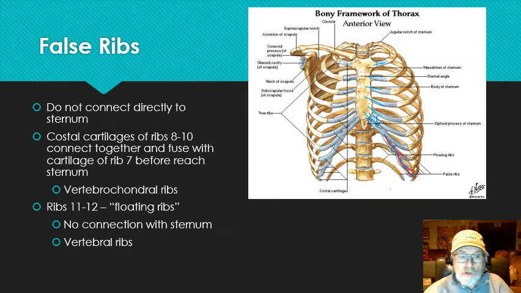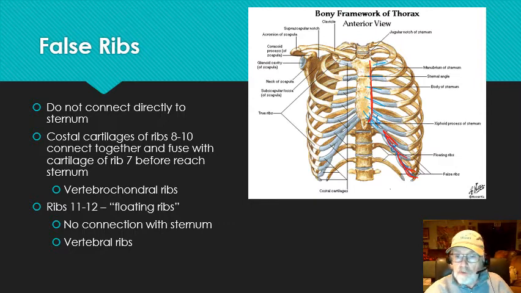So those are called vertebral chondral ribs, because instead of going vertebral sternal, 1 through 7, they attach from the vertebrae posteriorly to the costal cartilage of the rib above. So 1 through 7 attach directly to the sternum with the costal cartilage, but 8 attaches to 7, 9 attaches to 8, and 10 attaches to 9 above.